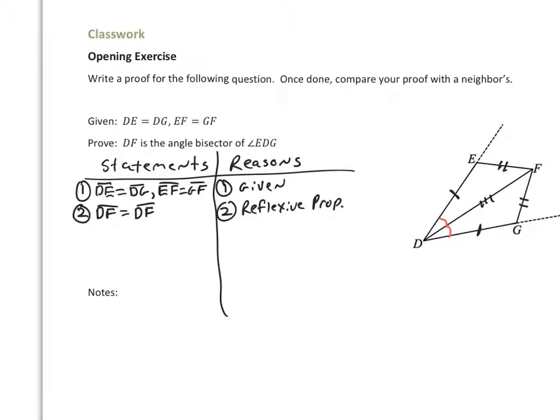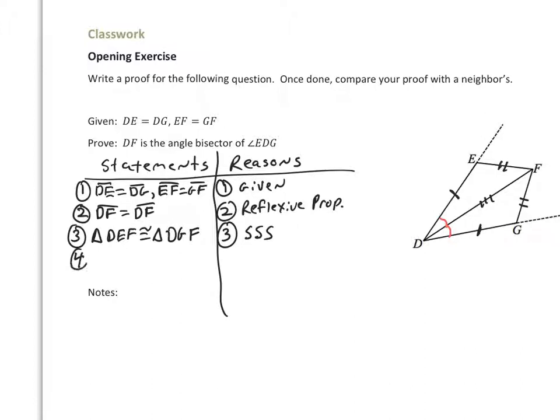And then I have enough information with those two statements and reasons to show that the triangles are congruent. So I'm going to go ahead and do that. I have triangle DEF is congruent with triangle, and I need to make sure I match it. D matches with D, E matches with G, and F matches with F. And that was because of side, side, side.